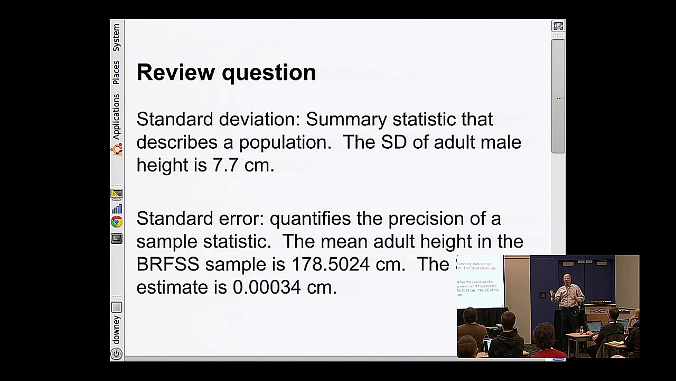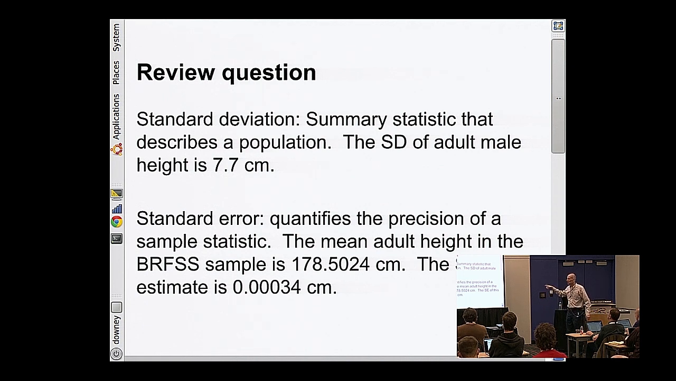So if I want to know how much variability is there in human height, that's a question that's about the population. You would tell me the standard deviation of male height is 7.7 centimeters. And that is a descriptive statistic about a population. Now, if you report an estimate to me and I ask you, how confident are you about that estimate? How much does that estimate vary? That is a measure of standard error. It's a measure of the precision of an estimate.